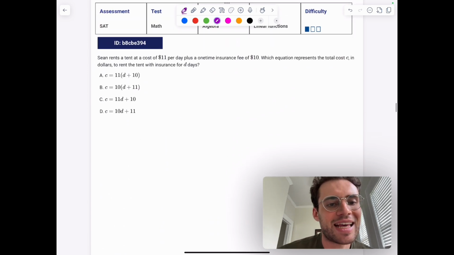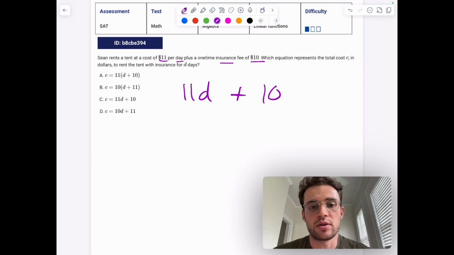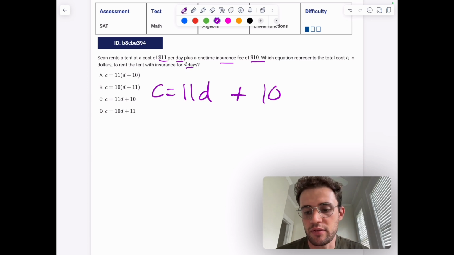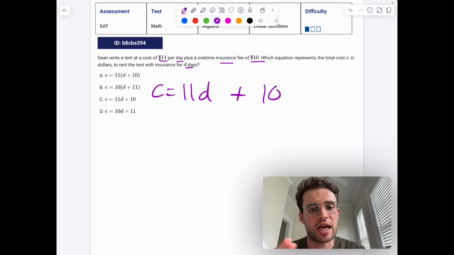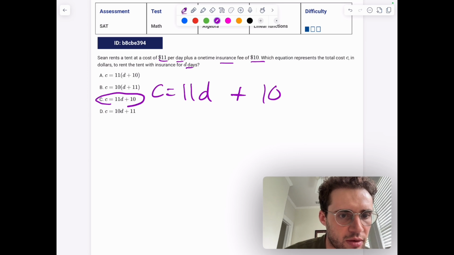Sean rents a tent at a cost of $11 per day plus a one-time insurance fee of $10. So it's $11 per day, so it's 11 times the number of days plus 10 no matter what. That's the insurance fee. Even if you did 0 days, you'd pay that $10. Which equation represents the total cost, C, to rent the tent with insurance for D days? So I did choose D this time. Nice. They used a variable that made sense. It should be C equals 11D plus 10, or you could reverse that. C equals 10 plus 11D. All right, C equals 11D plus 10 right there.